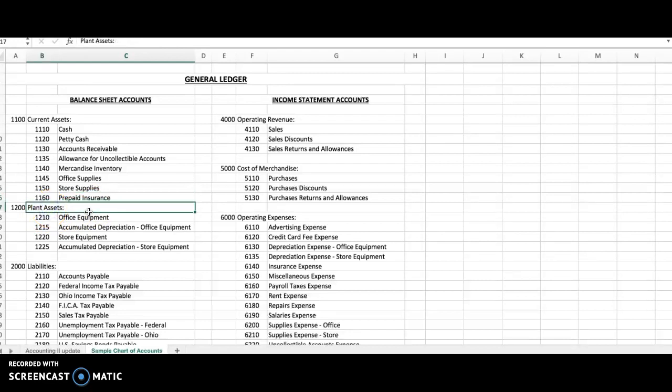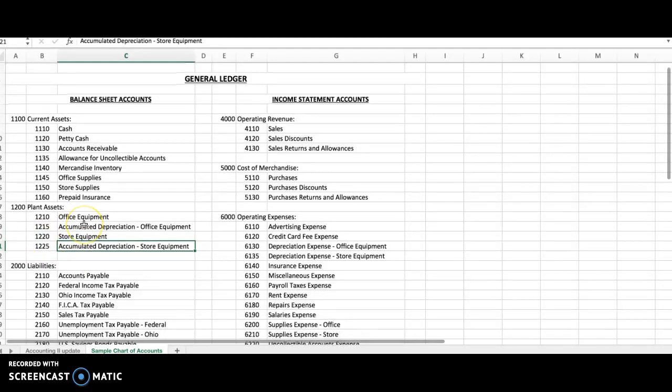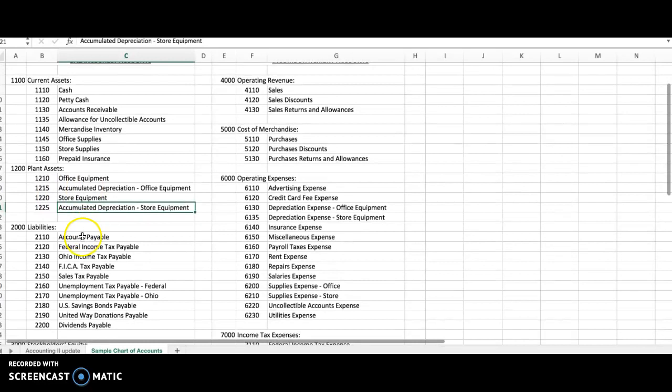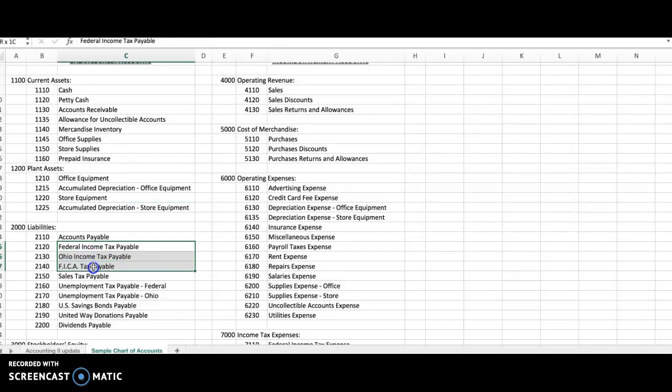Then we have in this company a listing of plant assets, office equipment, depreciation. We've had that just recently. Depreciation for the equipment, the office equipment, and then store equipment and its accumulated depreciation account. Liabilities, we've got some that we've had before. Accounts payable, the payroll tax liabilities that we've had before.